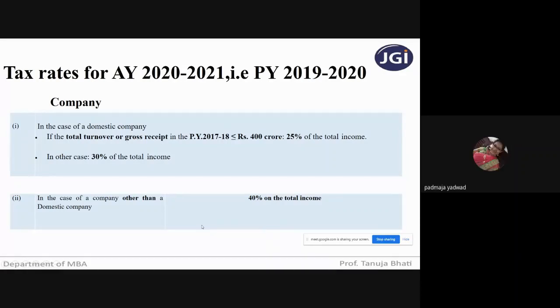Ma'am, why is 2017-18 written? Because that is what is specified in the act, in the bill that was passed, that 25% should be charged to those companies whose turnover is less than 400 crores in the previous year 17-18. They should be charged a lesser amount of tax, since their turnover is not that high. That is what Nirmala Sitharaman brought into the picture.